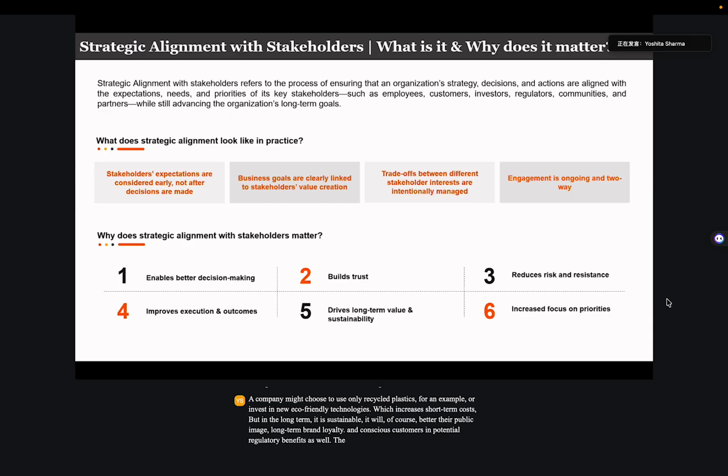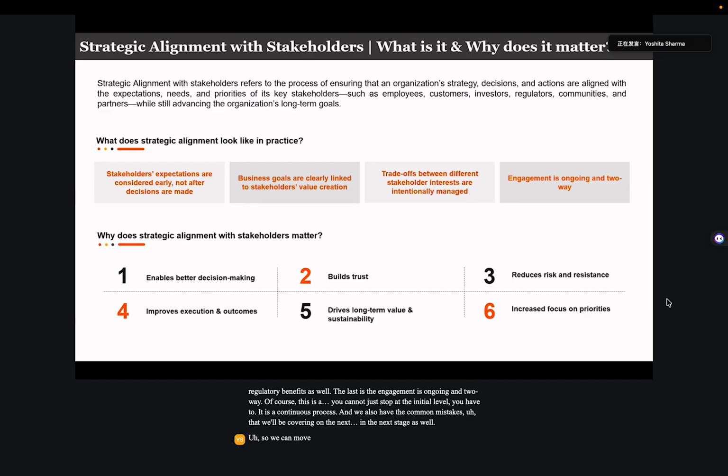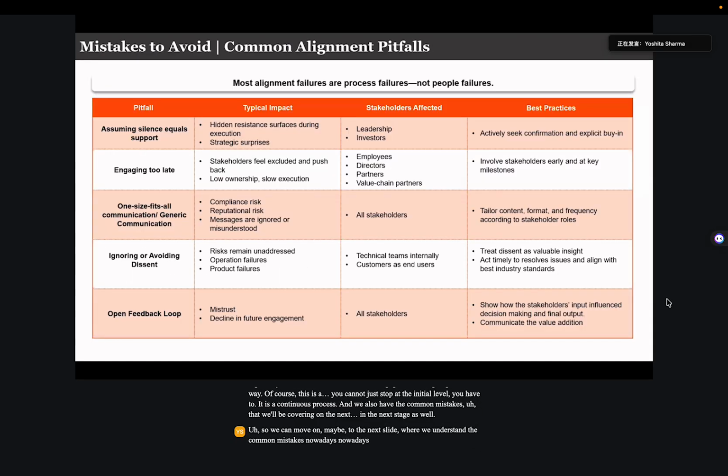The last is that the engagement is ongoing and two-way. Of course, you cannot just stop at the initial level. It is a continuous process, and we also have the common mistakes that we'll be covering on the next stage as well. So we can move on maybe to the next slide, where we understand the common mistakes nowadays that are made by the companies. So now, if alignment is so valuable, why does it fail in practice?